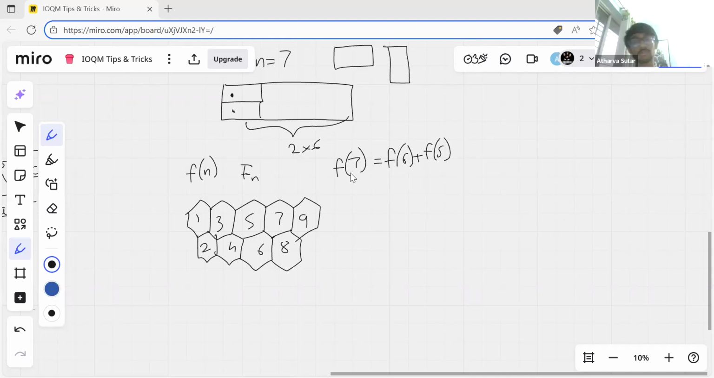Yes. Can you repeat the question, please? Yeah. You have this hexagonal grid, and you want to find the number of ways to go from 1 to 9, and you can only move from one cell to an adjacent cell. Can you go over the same tile twice? No, sir, you can't. My bad, the number on your tile has to keep increasing.